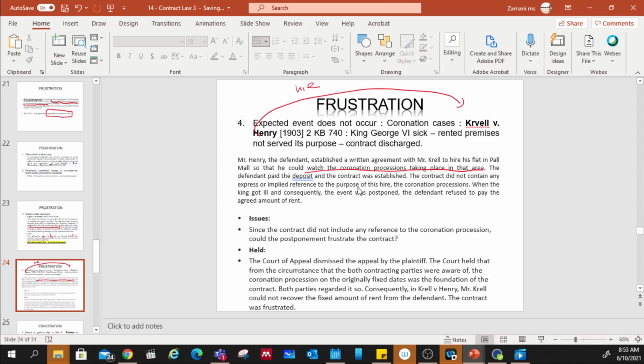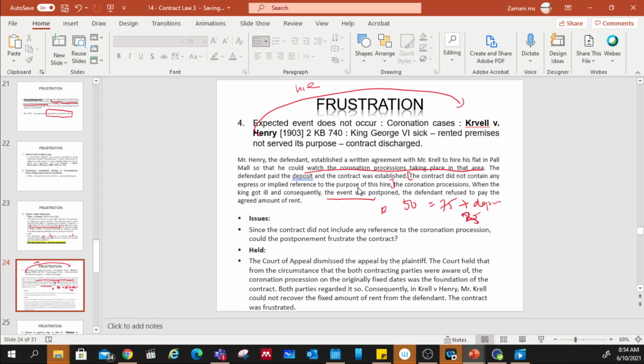The contract did not contain any express or implied reference to the purpose of the hire. It does not state anything. But what happened later was shown in the court, where this is the foundation of the renting purposes. When the king got ill and consequently the event was postponed, the defendant refused to pay the agreed amount of rent. So he has another £50 to pay, because the first amount is 75, with a deposit of only 20.